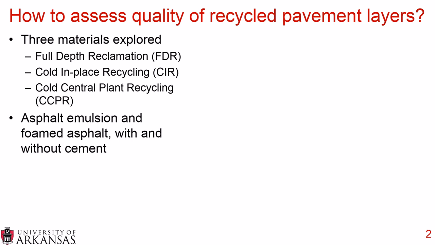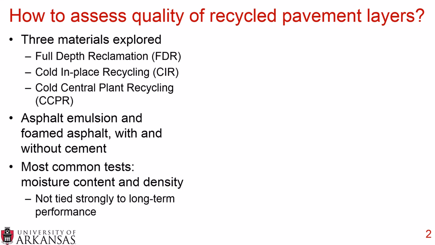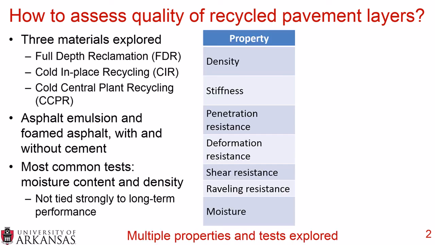They looked at these three materials with asphalt emulsion and foamed asphalt, and with and without Portland cement in the mix design. They found from a survey that the most common tests currently run are simply moisture content and density. However, these two properties are not tied strongly to long-term performance. Therefore, they took a step back and explored multiple properties and tests associated with those properties.